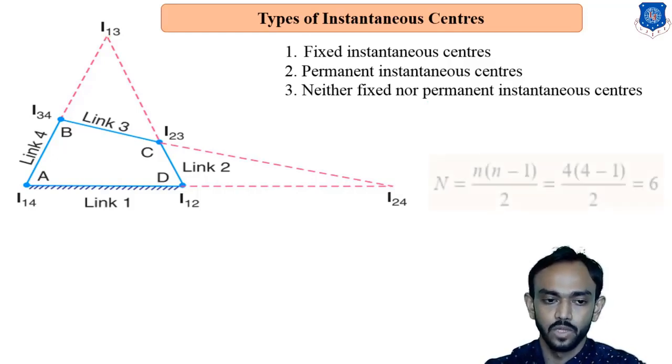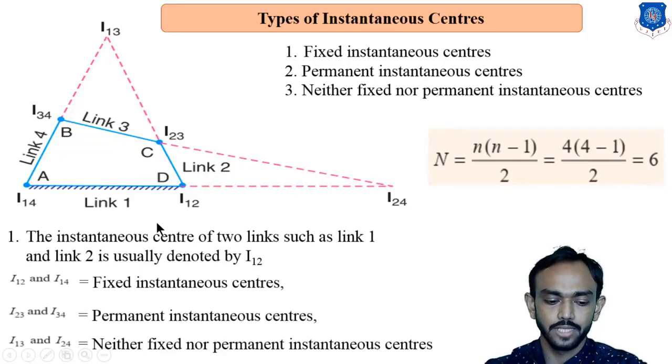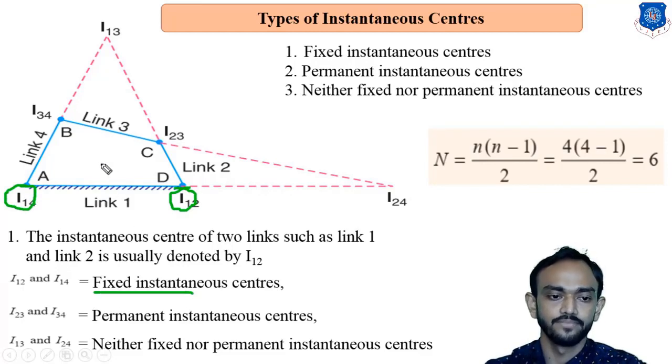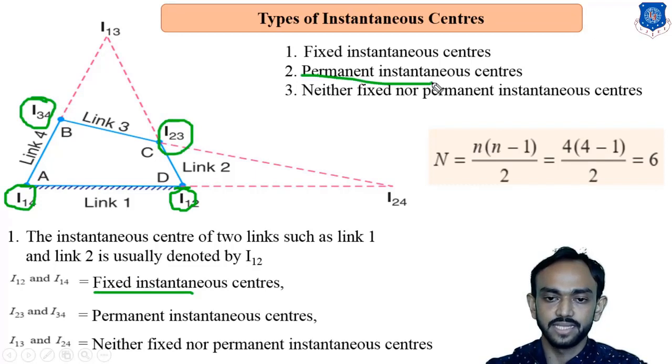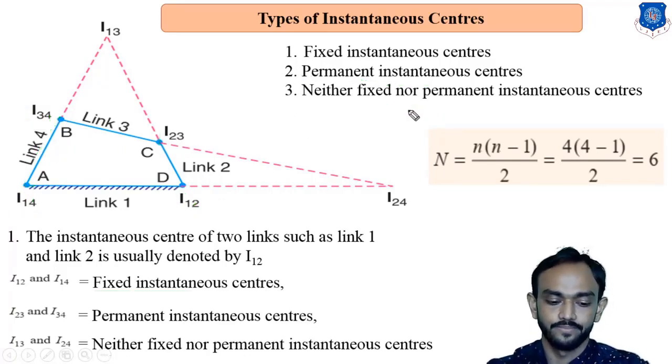So as you can check here, I14 and I12 are fixed I centers. I34 and I23 are permanent I centers, because you can find them at the joint of 3 and 4. And last is neither fixed nor permanent.